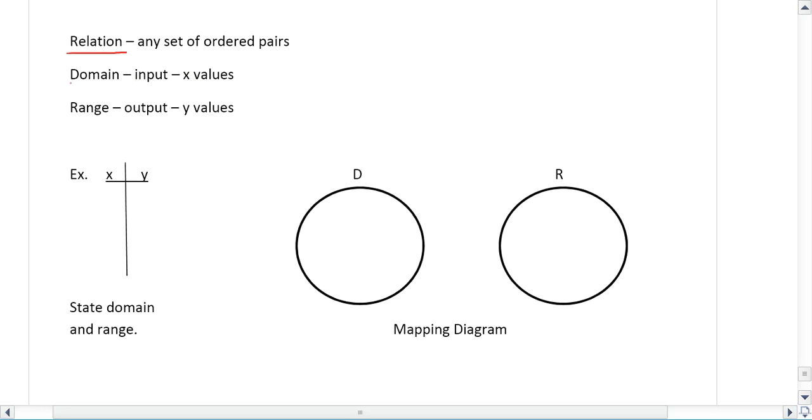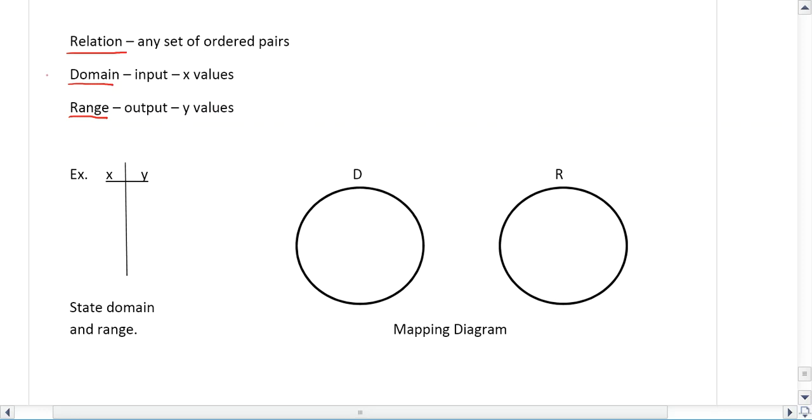Domain is all of the x values, which we also call the input, the number that goes into the equation for x, and then you do the math and you figure out what the output is. The range is the y values.